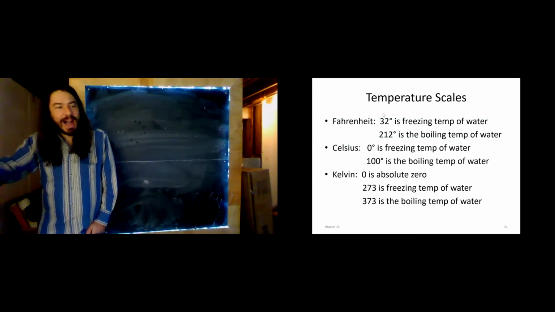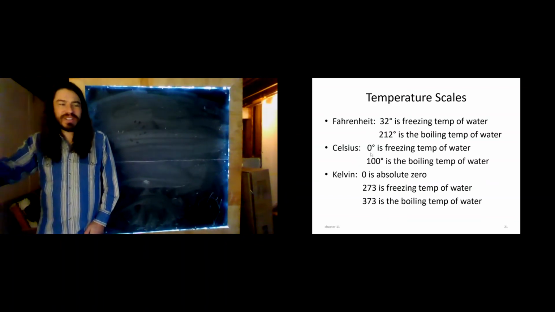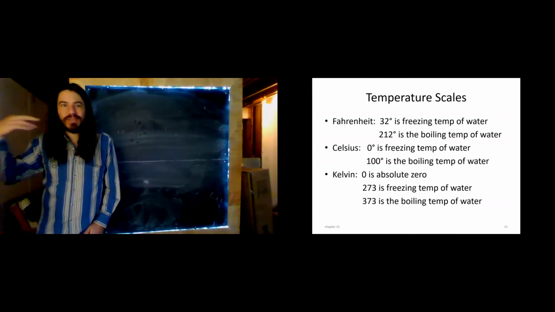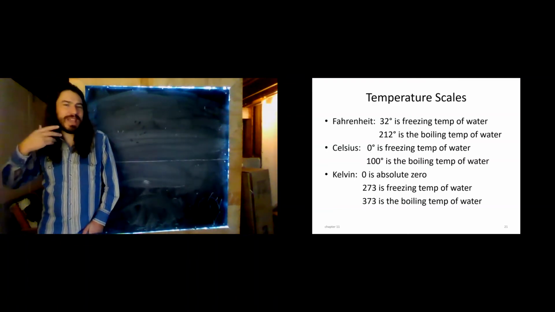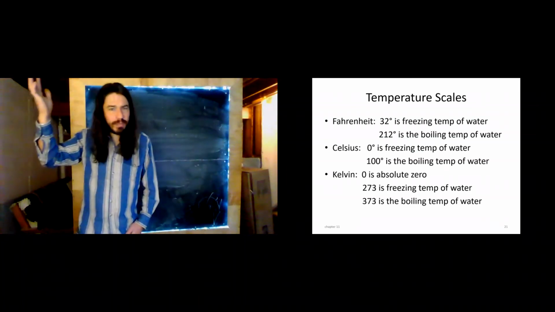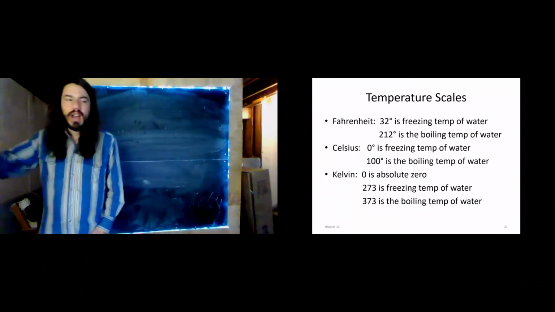Notice that neither one of these are absolute, right? What is 0? It's just some random point. 0 Celsius is just some random point. We decided it's the freezing temperature of water. Could we have made it the boiling temperature of water? Sure, we just live in a universe of negative temperatures. No big deal. Works out just fine.